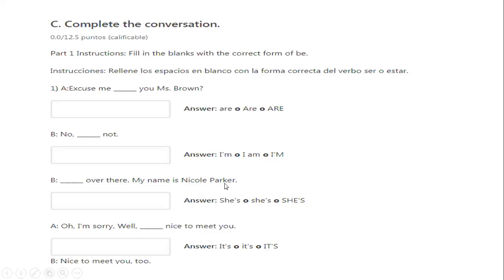Ok. The answer says, over there. Ya aprendimos que over there es allá o por ahí, ¿verdad? Entonces es she's, puede decir she's, o with initial capital, all of them small letters, all of them capital. She's over there. My name is Nicole Parker. Ella está por ahí, le dice. Mi nombre es Nicole Parker.